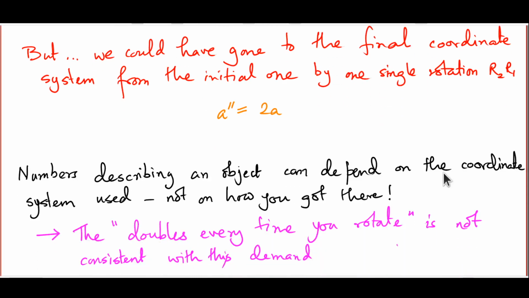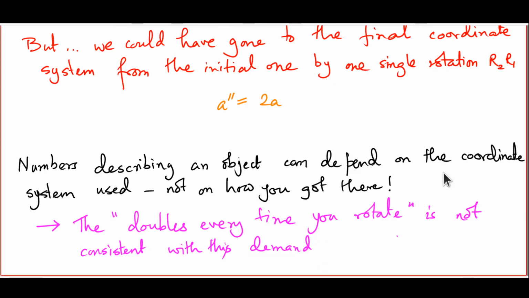And this hypothesized transformation rule that we have talked about, that the number doubles every time you rotate, is simply not consistent with this basic principle, that ultimately your numbers may depend on your coordinate system, but they should not depend on how you got to that coordinate system. And that simply rules out this particular transformation rule, so to speak. That of course does not mean that no other transformation rule is possible, only that this particular one is not. So let us take a look at this at a slightly deeper level.